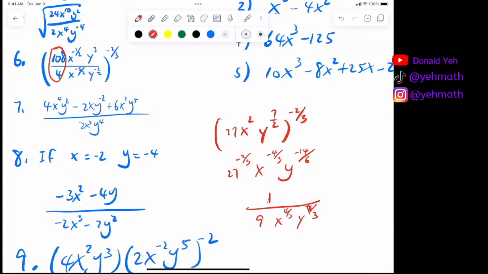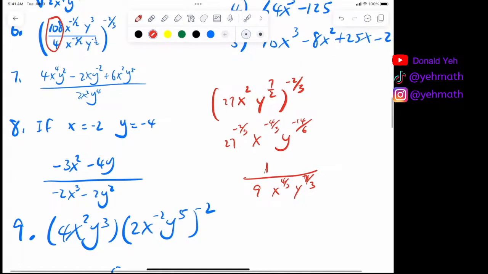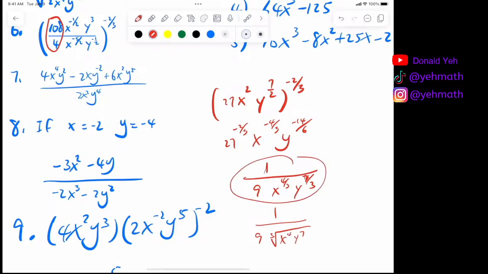You can put it in the same radical if you want, and sometimes the SAT wants to see that. You can put a third root of x to the 4, y to the 7. That's also another thing you can change it to, but I'm perfectly happy with this answer with rational exponents. I don't have to do more, because they're all divisible by 3. So I can actually simplify it that way. But either one is fine. If you got down to here, it's good. Next question.